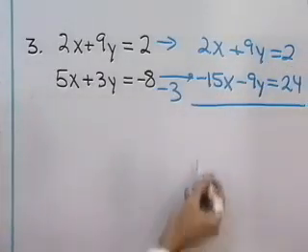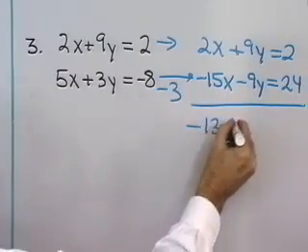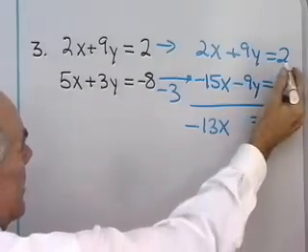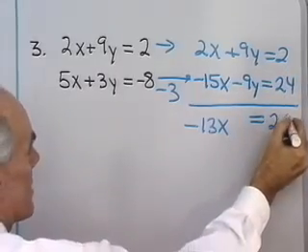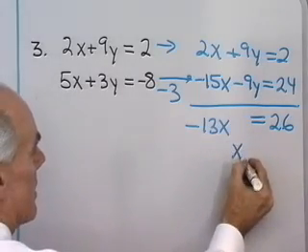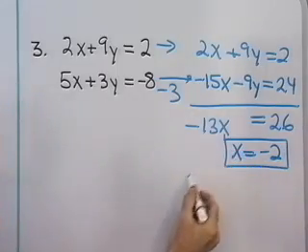Now, add the left sides together. 2x plus negative 15x is negative 13x. 9y plus negative 9y is 0. And then 2 plus 24 is 26. So I have negative 13x is equal to 26. Divide both sides by negative 13. x is equal to negative 2. That's the x-coordinate of my point of intersection.